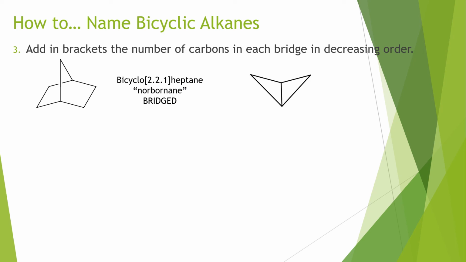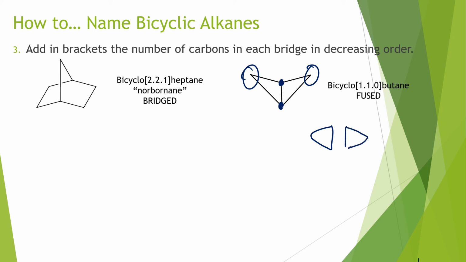Now you can also have molecules that are fused together. And this one's really interesting because since it's fused, one of your bridges has no carbons in it. So we have our 2 bridgeheads, a 1-carbon bridge, a 1-carbon bridge, and a 0-carbon bridge. So this is bicyclo[1.1.0]butane because there are 4 carbons total. And this is what it means to be fused. So you can kind of picture this as 2 cyclopropanes that have been fused together here. Although you only end up with 4 total carbons.